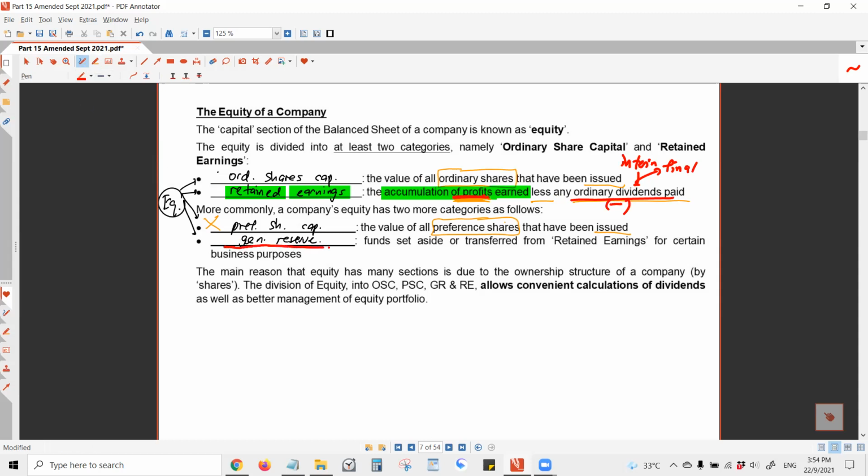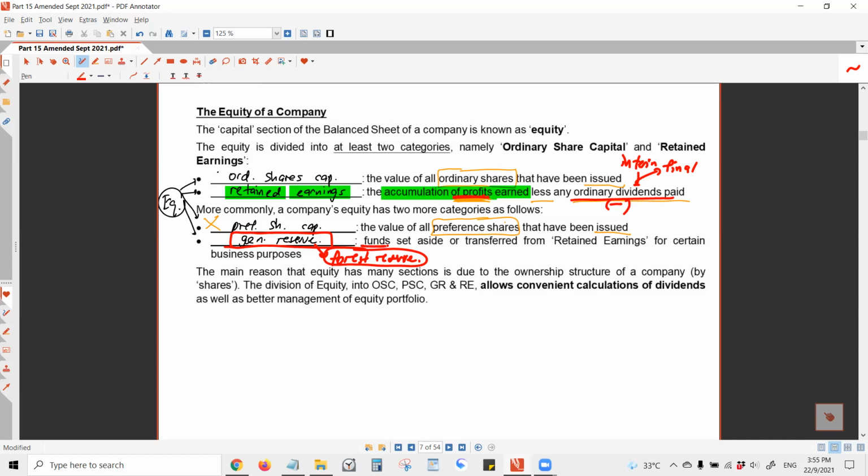What about general reserve? Reserve means you are saving something, right? You have heard of forest reserve. Forest reserve, I believe you have come across this term before. Forest reserve is about protecting the forest, right? Now, what is general reserve here? What are you trying to protect? You are trying to protect some form of funds in your business. Why do you want to protect your funds in your business?